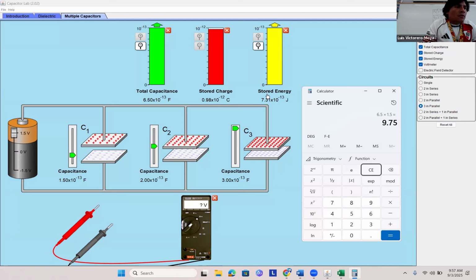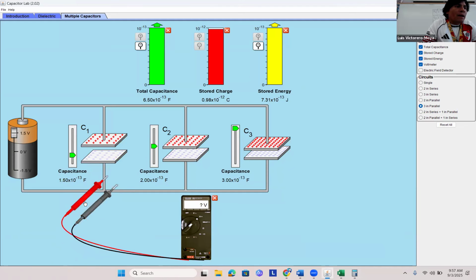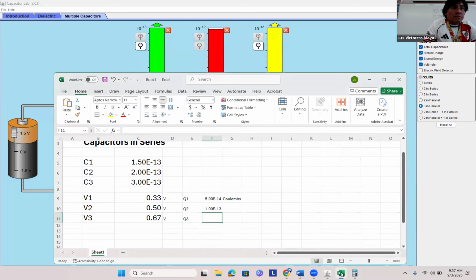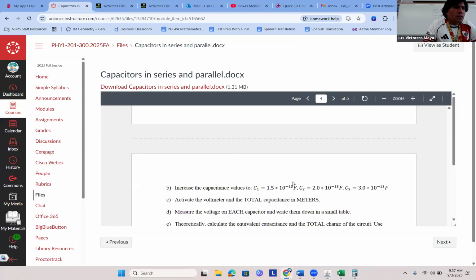The same with energy. You're going to do the same procedure. You can measure the voltage and you're going to realize that it's the same: 1.5, 1.5, 1.5. So for parallel, it's not really that difficult, all right? You can do a similar table like this, and you will get the values that you need. You will do the same.